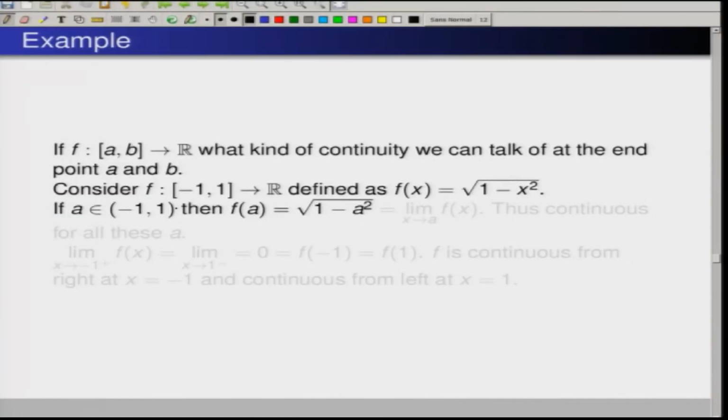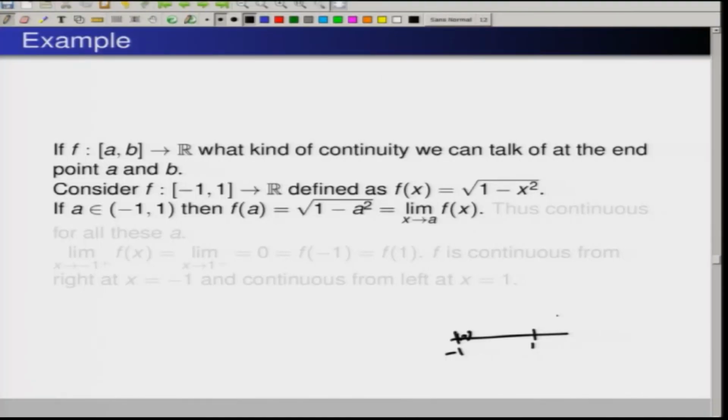However, if my x is in the open interval (minus 1, 1), then f of a is the square root of 1 minus a square. Now, if I take the limit as x tends to a, where a is not minus 1 or 1, however close it can be, we can always get a delta such that a minus delta is bigger than minus 1 and a plus delta is less than 1. Therefore, we do not have any problem in defining this, and so the limit as x goes to a of f of x equals f of a. Therefore, for all points a lying in the open interval minus 1 to 1, f is continuous.